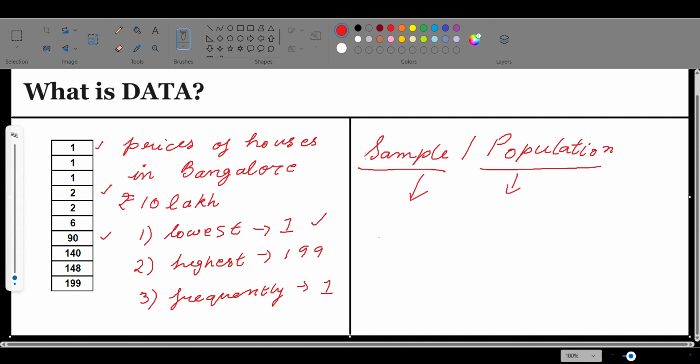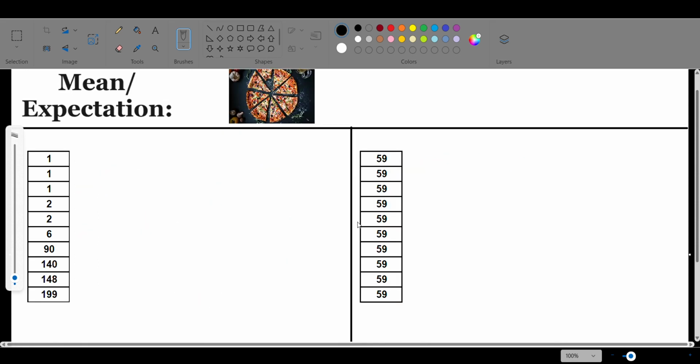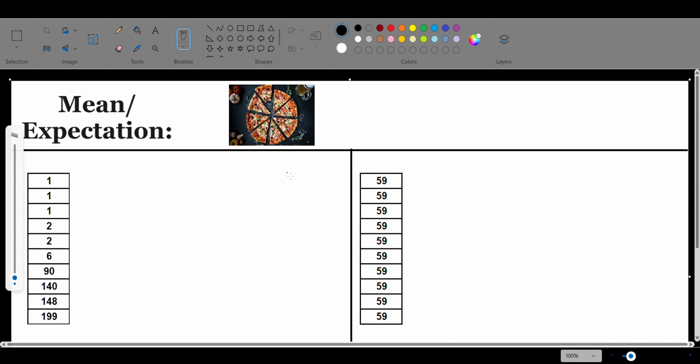Okay. The first mathematical tool that we are going to discuss is called the mean or the expectation of a data set. Now, why did I say data set? Data set is basically a set of numbers. So here we had about 10 numbers. The whole set is called a data set. Okay. Very straightforward meaning. Now we come to the mean or expectation.